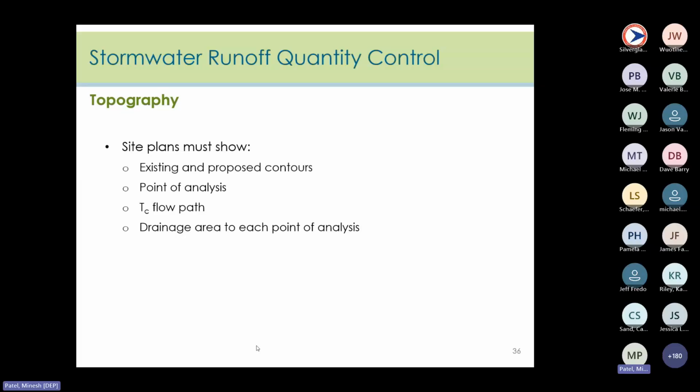It's often difficult for us to find drainage maps in these stormwater reports. We also see situations where the drainage calculations in the reports do not match up with the drainage maps in the plans. We need to see existing and proposed contours. We need to see the point of analysis, time of concentration flow paths, and the drainage area to each point of analysis. The reviewer must be sure that the data used in the calculations matches the various maps and plans. This information must also be included on the drainage plans.